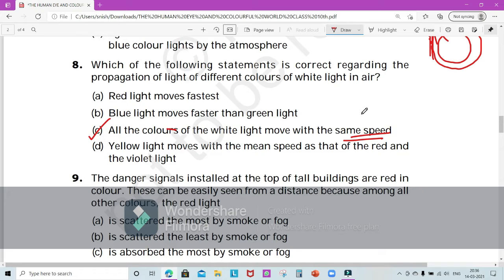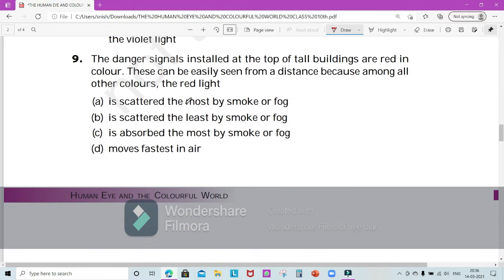When does it change? Only when the refractive index is changing. When it's moving from one medium to the other medium only, the individual components of the white light will have different speeds. It doesn't mean that in the air each of them has a different speed, and when they enter into some medium such as a prism, it again changes to separate. No, they'll all have the same speed in the air. Okay, so right. Next, the danger signals installed at the top of tall buildings are red in color.